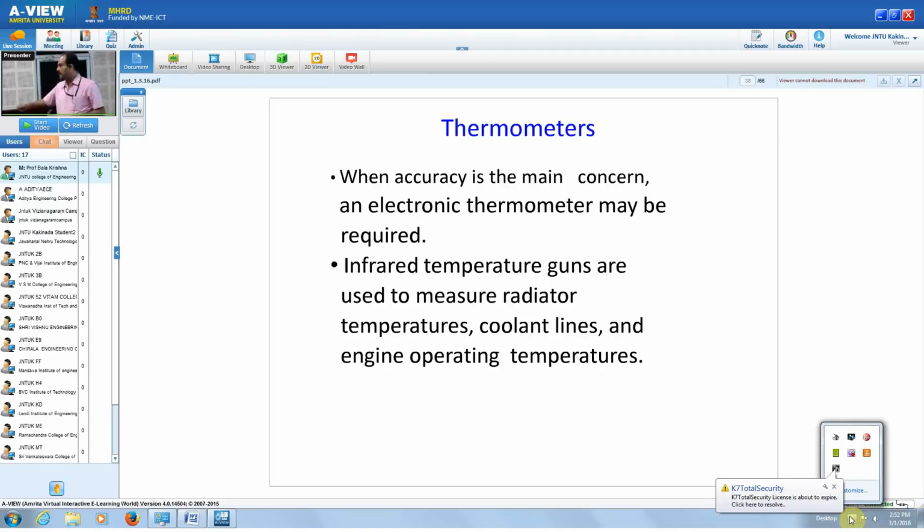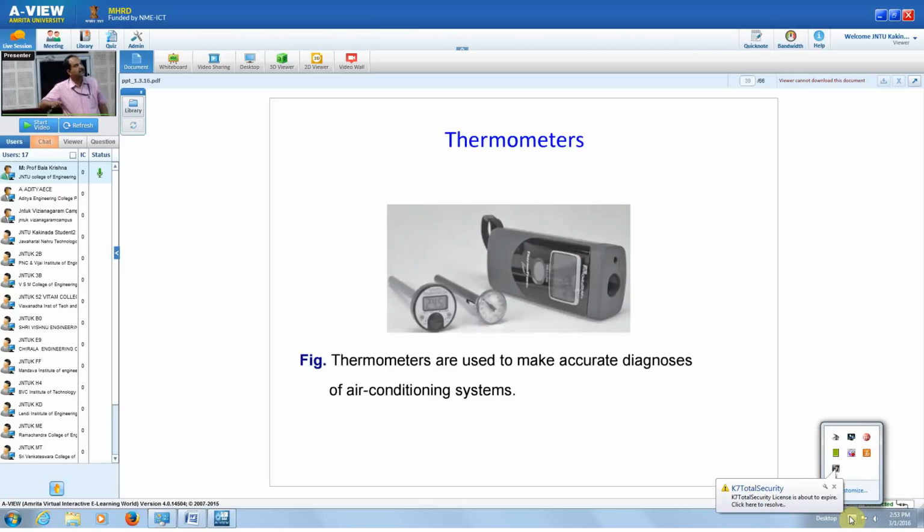Maybe it is there in our department also. You can see the temperature of any surface where it is not possible to locate a thermometer. You just touch the light and then you can see the temperature. Next slide. So this is the thermometer used to make accurate diagnosis of air conditioning systems. It is showing some temperature, 245. You just touch it, then it shows the temperature. Next slide.